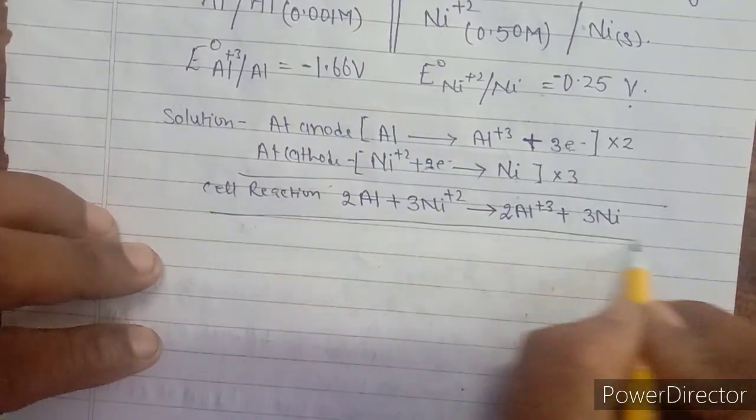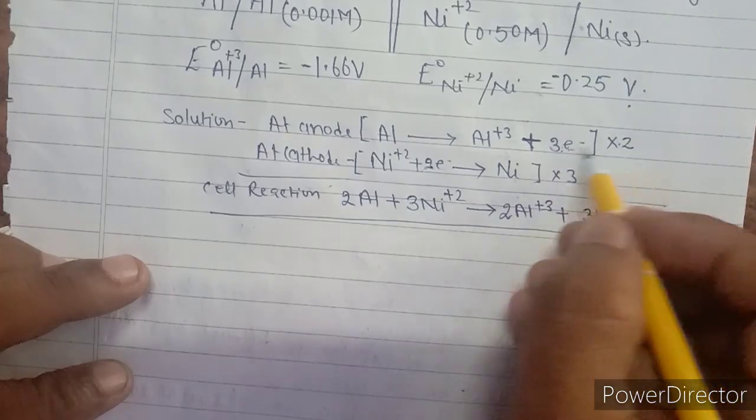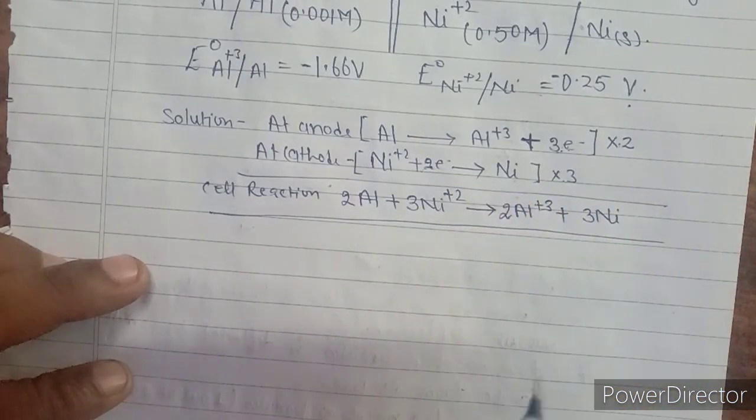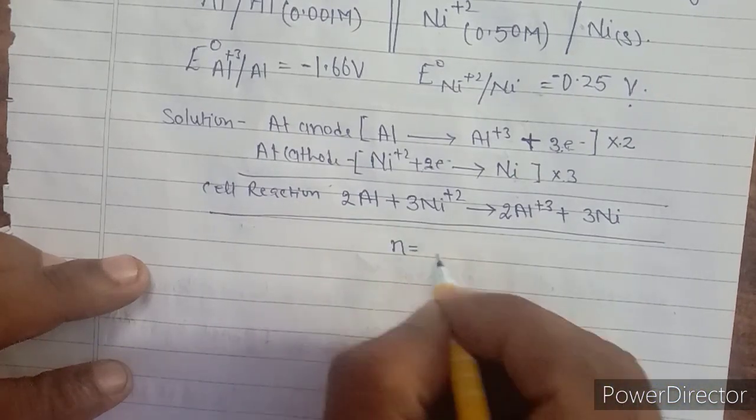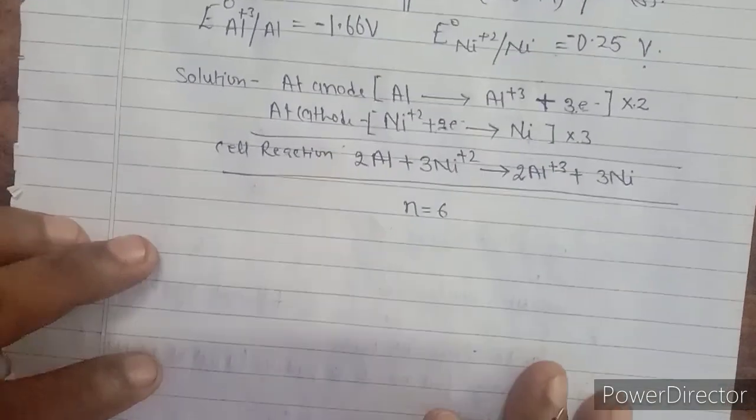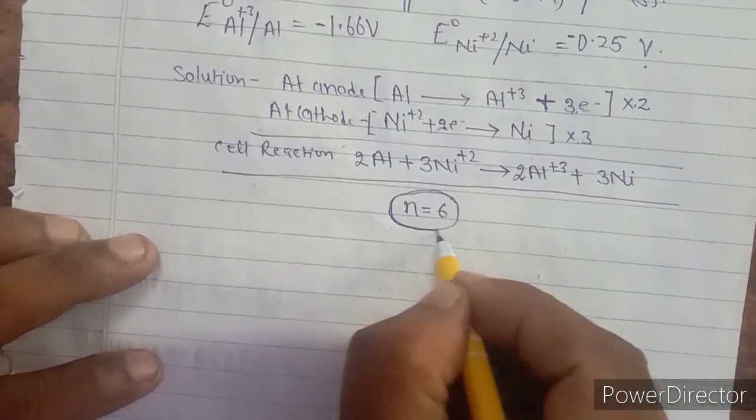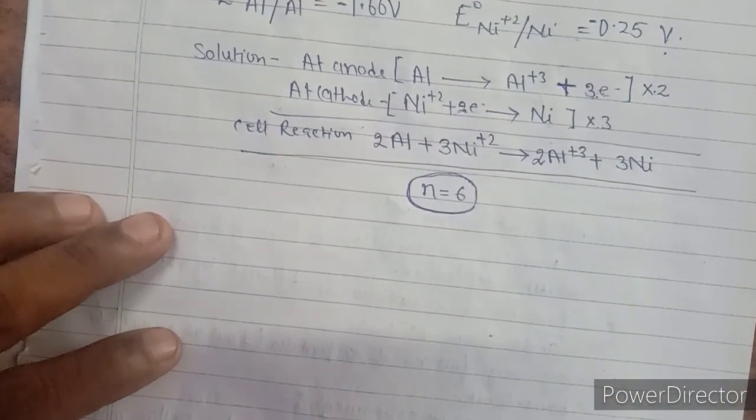Now write the Nernst equation for this reaction. Here the total number of electrons is 6; 6 electrons take part. So for this equation n is equal to 6, because 6 electrons participate in the cell reaction.